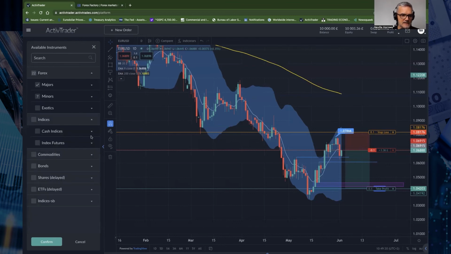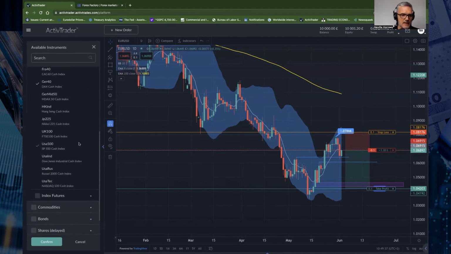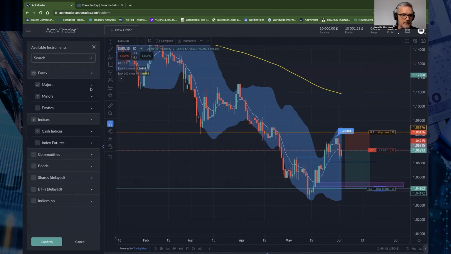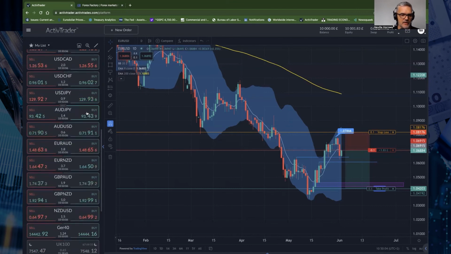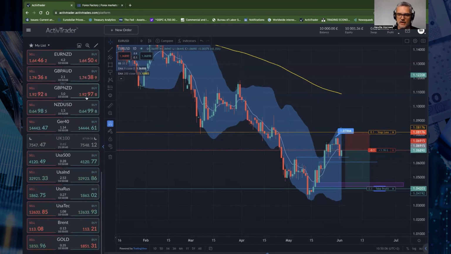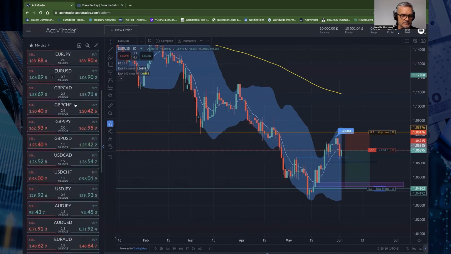In the indices, go to cash indices. I like to monitor the German DAX, UK 100, S&P 500, Dow Jones, Russell, and NASDAQ. And with commodities, I basically just watch Brent and gold. Okay, so that's all of our assets that we are going to trade over the next month or so. You can see that they're not in alphabetical order, so I'm going to quickly put those into alphabetical order right now.